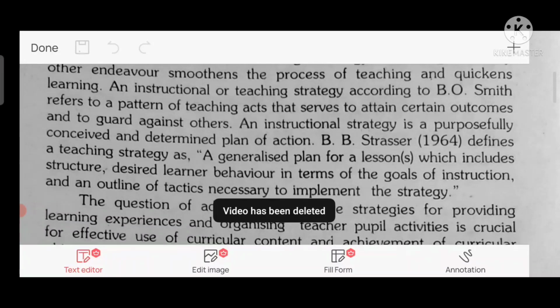According to Professor B.B. Stresses, a teaching strategy is a generalized plan for a lesson which includes structure, desired learner behavior in terms of the goals of instruction, and an outline of tactics necessary to implement the strategy. These are the definitions of strategy.